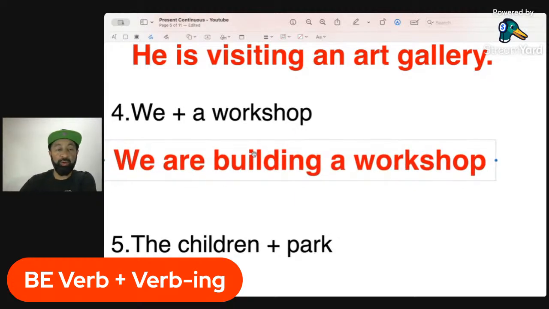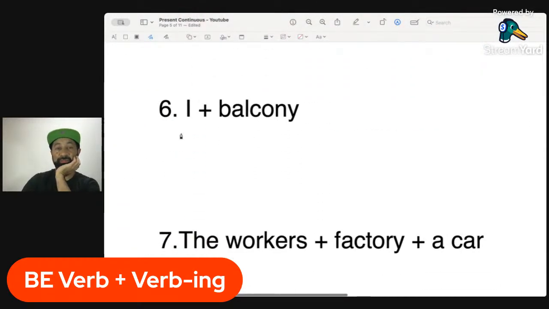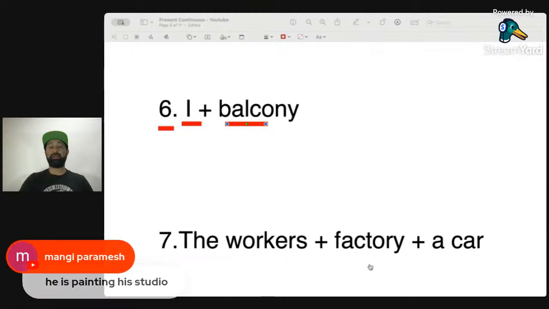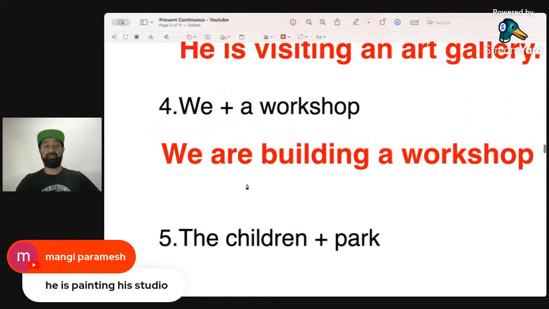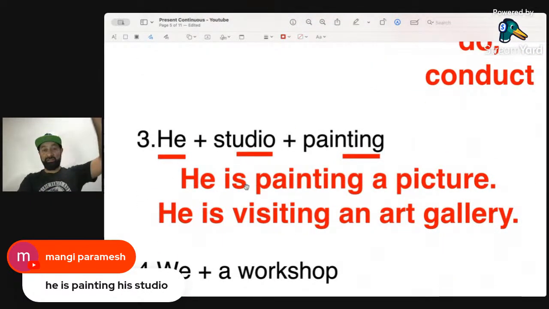All right, let's do one more of this style, and then I'm going to move to a new style as well, which I think is going to be fun. Let's do number 6. Number 6, I and balcony. What can we say for that sentence there? And of course, make sure it's present continuous. Paramesh, he is painting his studio. I like it. Yes, I like it. I didn't even think he could be a painter. He's painting his studio. Perfect.